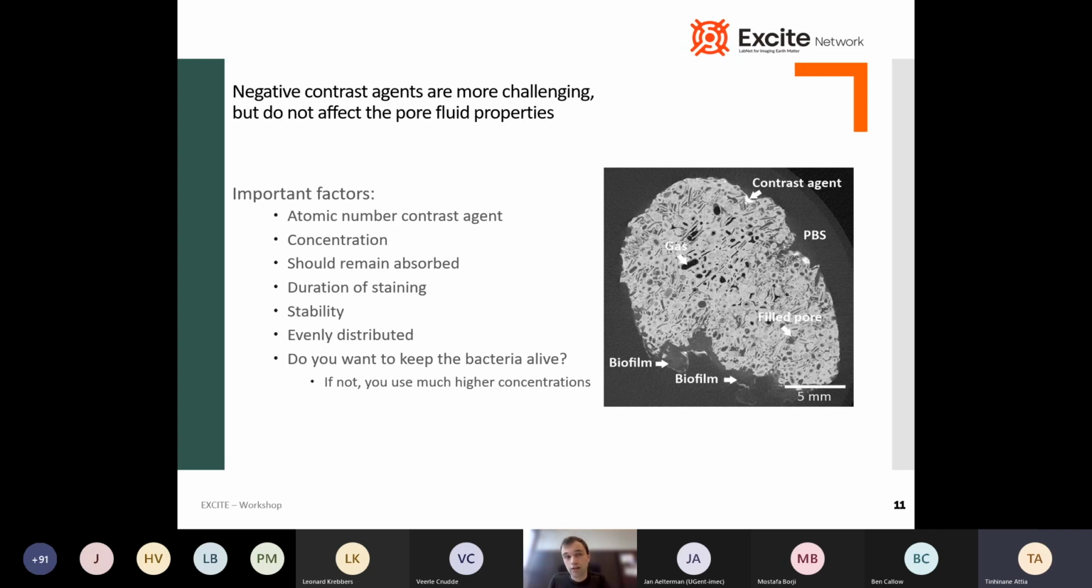But these contrast agents can work, and this is an example of a stone on which a biofilm was grown, which was stained and then submerged in a salt-rich solution. A salt-rich physiological solution, which is PBS. As you can see, there is an extra phase visible. You can distinguish the biofilm from the physiological solution, but the contrast agent I used is not ideal because it's not evenly distributed. You can see here, with my cursor, that there are zones in the biofilm where there's higher attenuation because the contrast agent was precipitated.